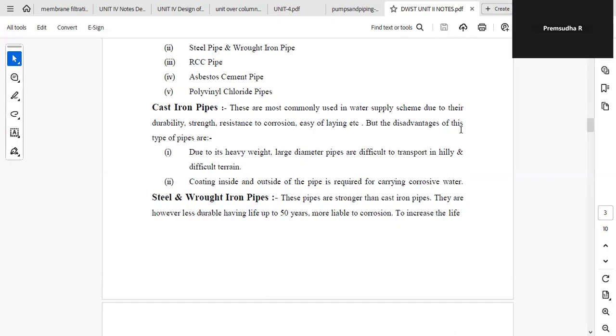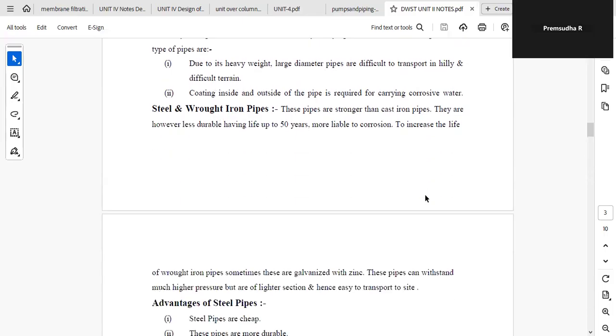But the disadvantage of this type of pipe is heavy weight; large diameters are difficult to transport in hilly and difficult terrain. Coating inside and outside of the pipe is required for carrying corrosive water.